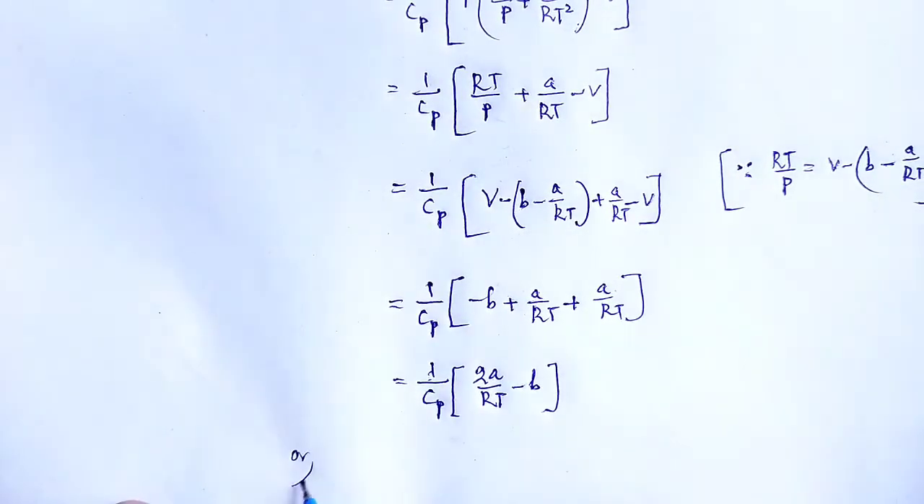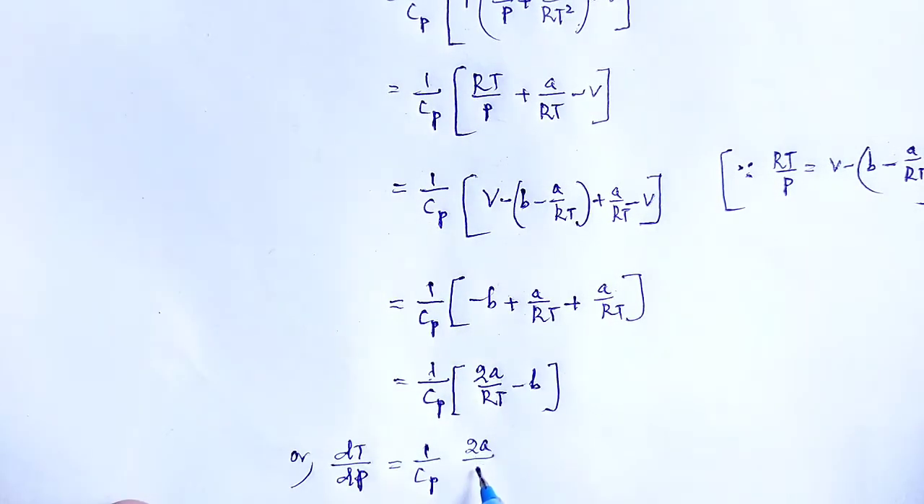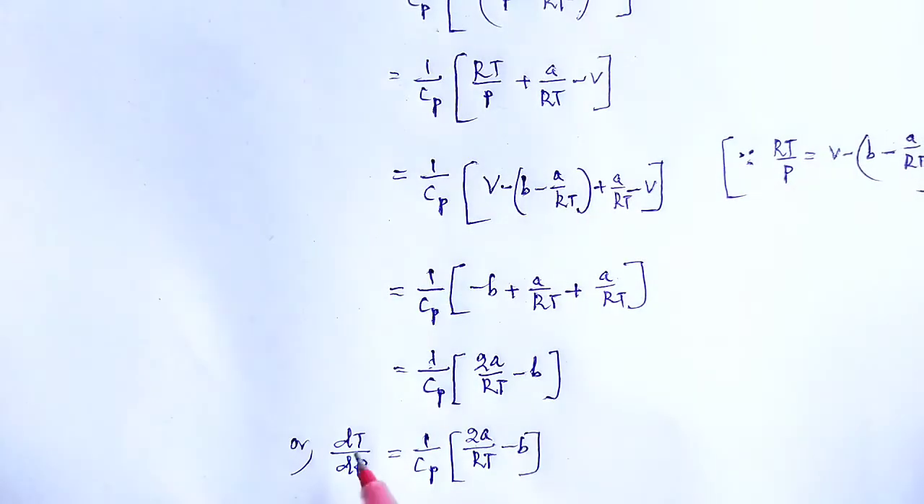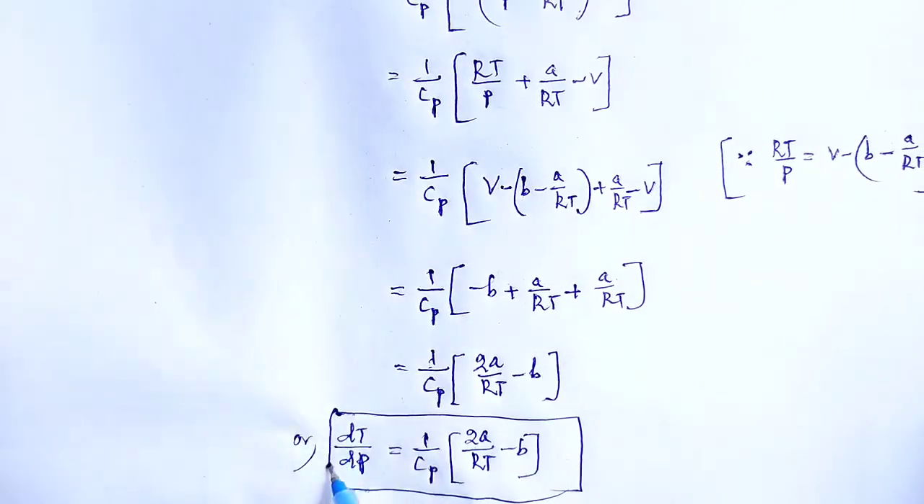Therefore, dT by dP is equal to 1 by Cp, 2A by RT minus B. That is the Joule-Thompson expression for real gas or Van der Waals gas.